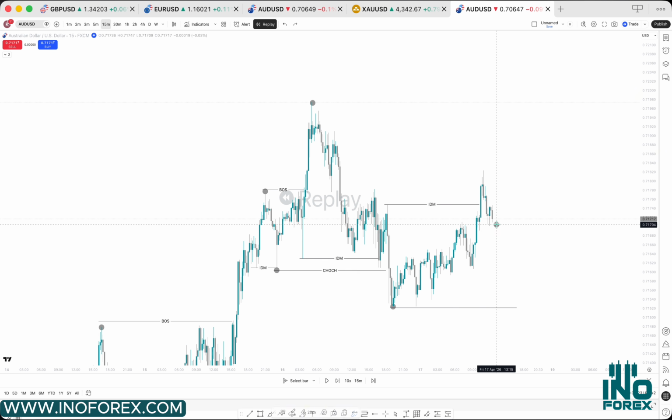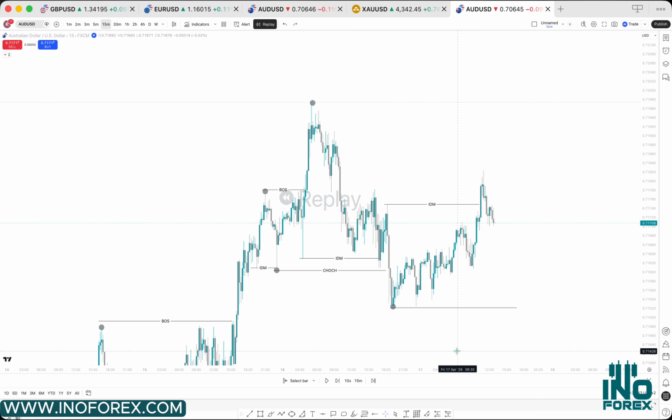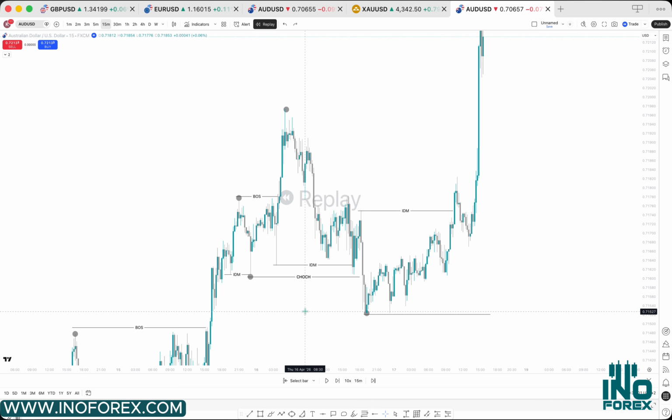So if market continues to push up and takes this high, we will mark another change of character. Okay, market pushed up and finally breaks a higher high. This is another change of character.